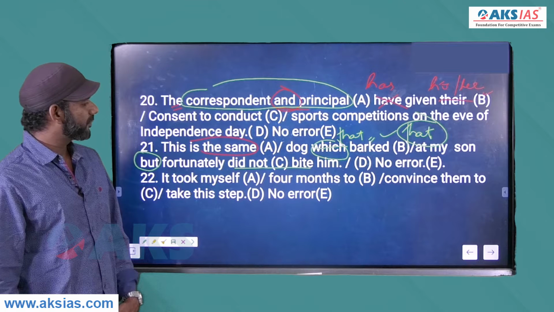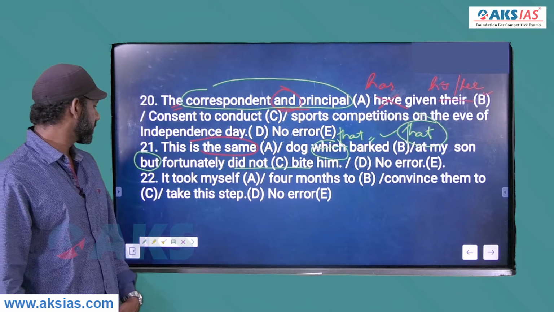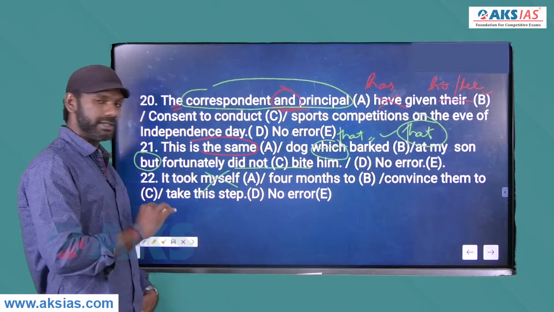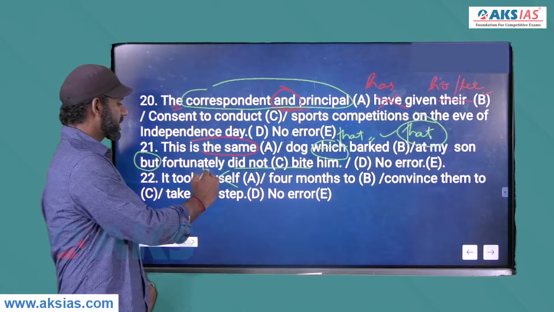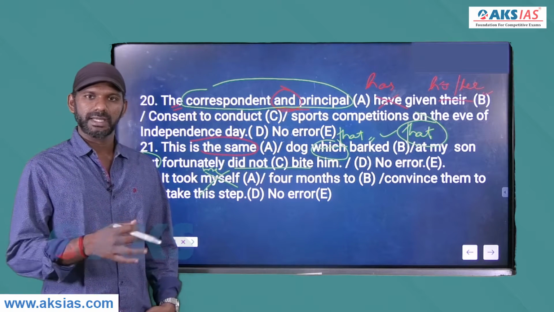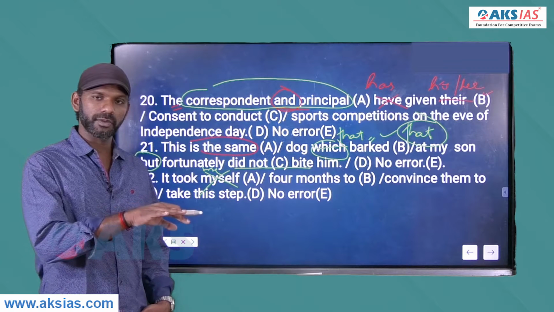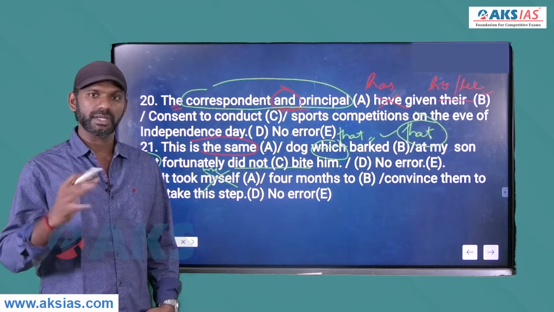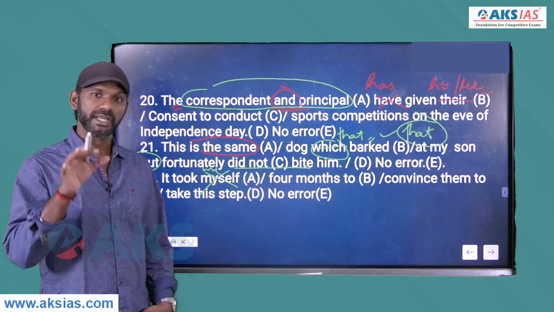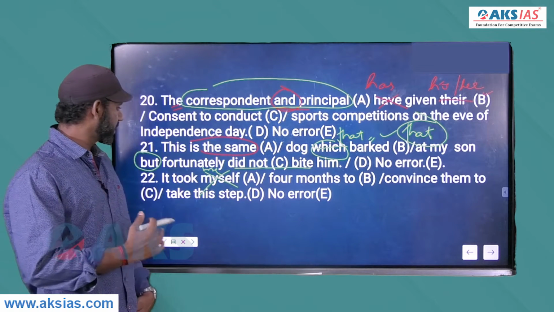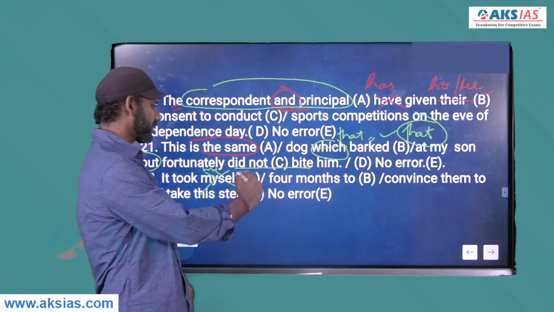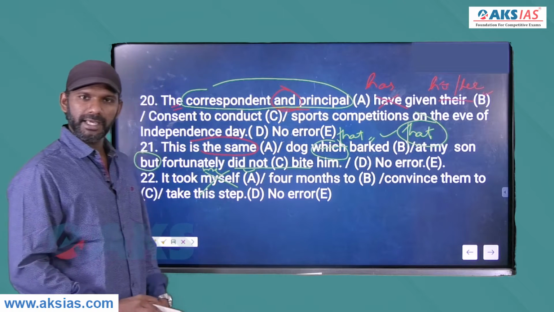It took myself 4 months to convince them to take this step. It took myself is a wrong usage. It must be, it took me 4 months to convince them to take this step. Right? It took me 4 months, it took him 4 months, it took her 4 months, it took us 4 months, it took them 4 months, it took you 4 months, etc. So it took me 4 months to convince them to take this step. The error in this statement is in part A. Getting it?